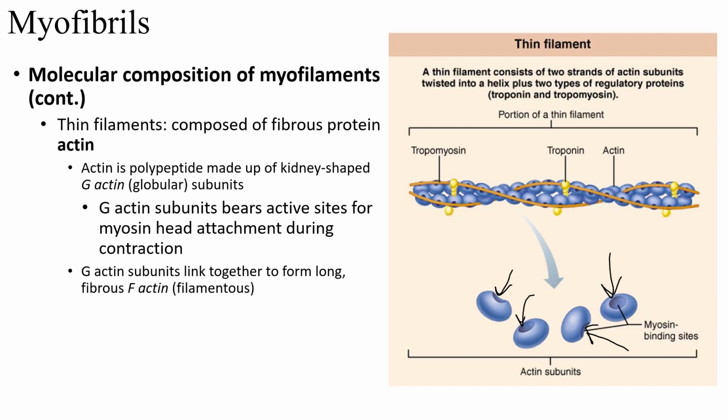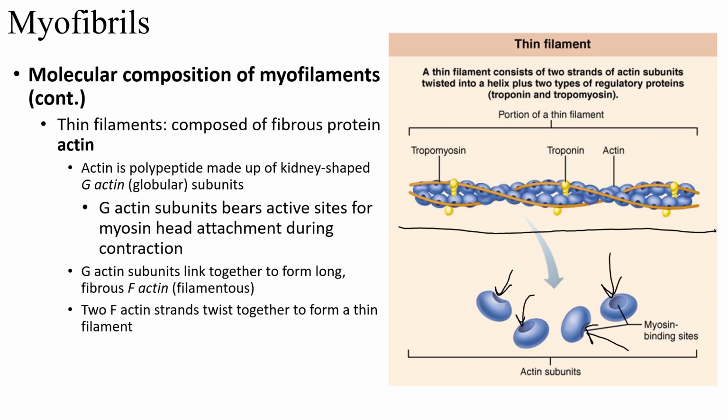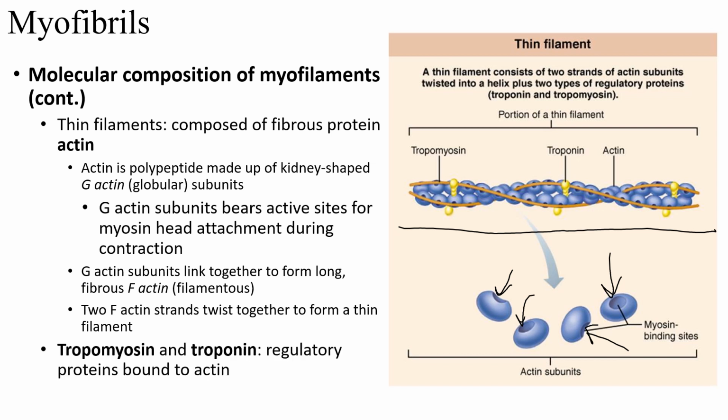The G-actin subunits link together, and then they form something called F-actin, which is fibrous, and that would be this form right here. They then have 2 strands that form a double helix around each other, not necessarily like a DNA double helix, but a kind of twist.